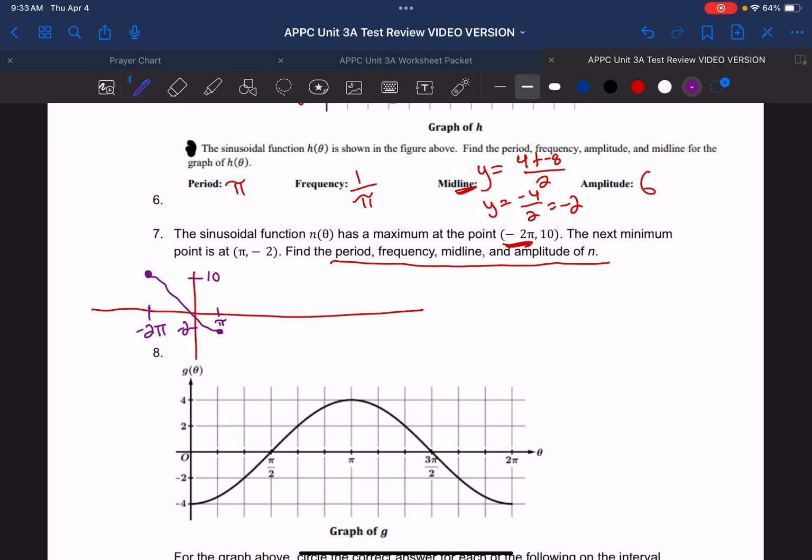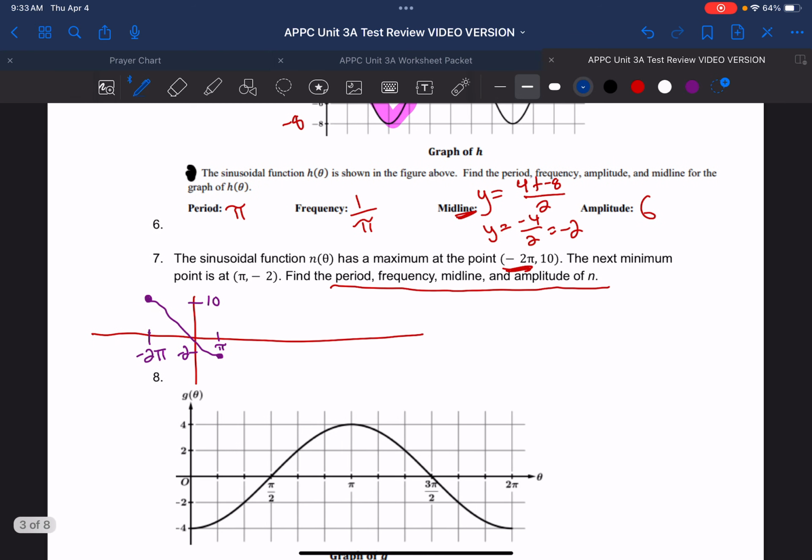Okay, and what I can see is I went from a max to a min. So I went half a period, because a full period would be max to max. And the distance that I've gone so far is 3 pi. So the full period would be another 3 pi, which is 6 pi total. So my period is 6 pi. Remember, my frequency is just 1 over my period, or my period flips, so 1 over 6 pi.